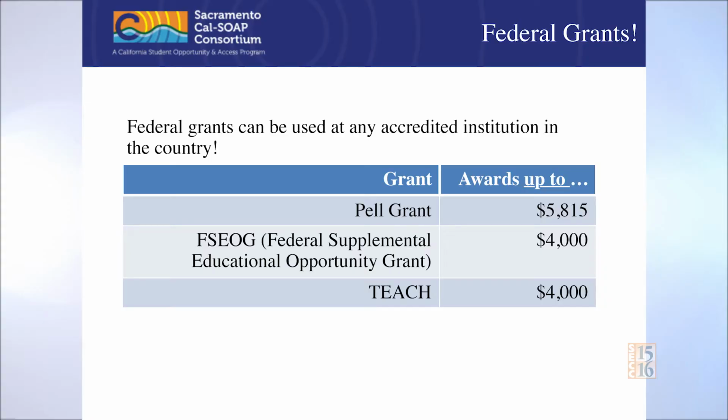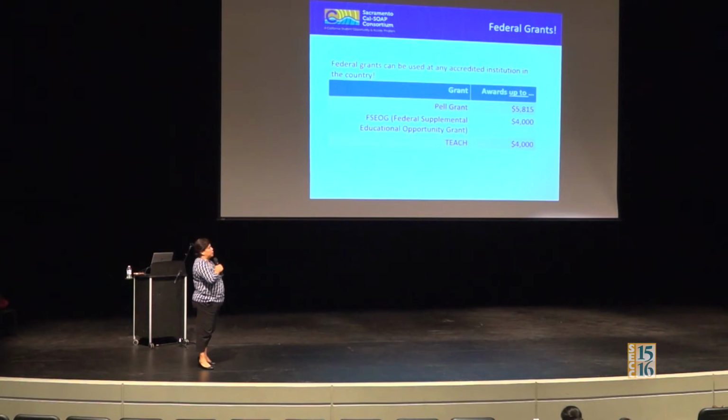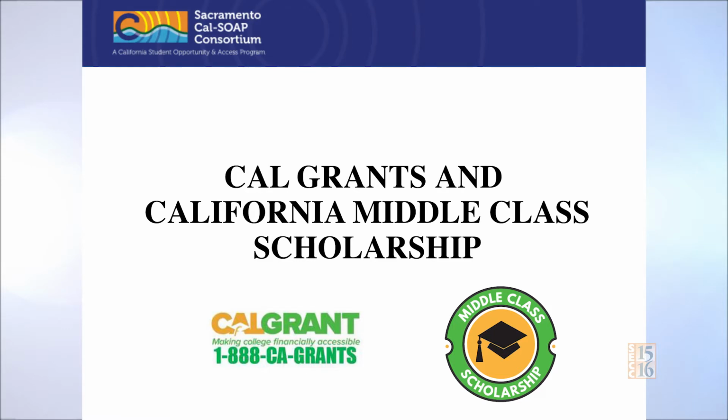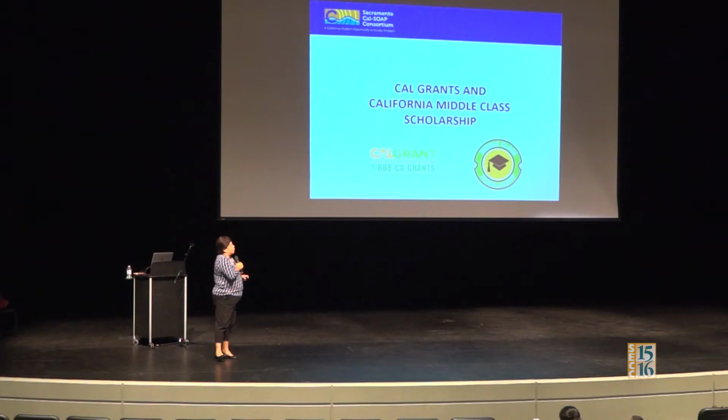confirmation page. There's another smaller grant, FCUSD. It could award up to $4,000. I've never seen anybody get $4,000. I was a zero EFC student, and I think I got $400 from an FCUSD. And then Project Teach. So notice how I went over those really quick, and I want to talk about the big ones, Cal Grants. So Cal Grants and the California Middle Class.